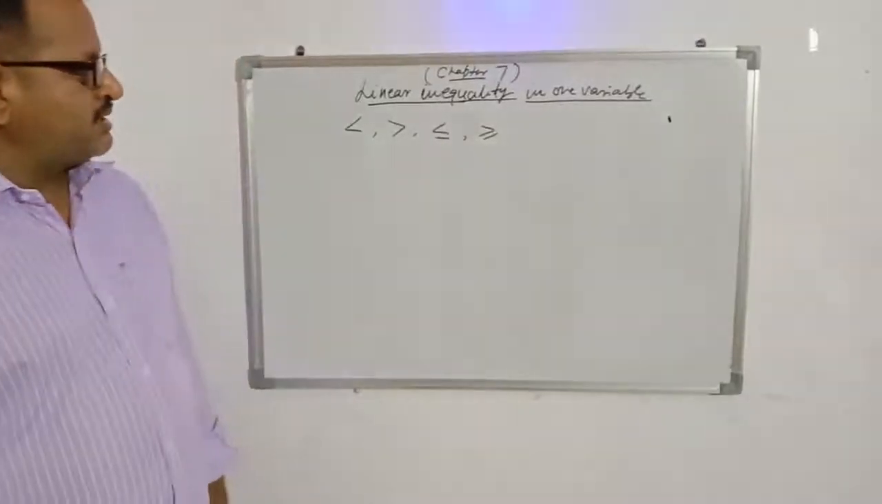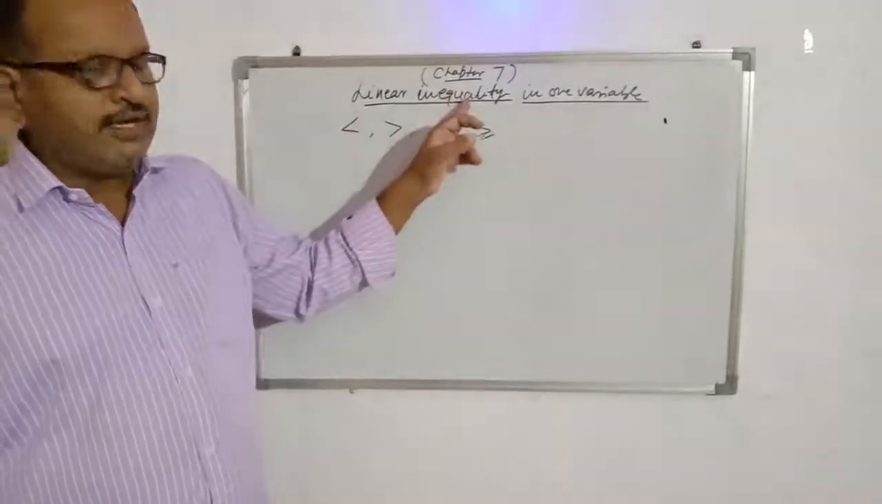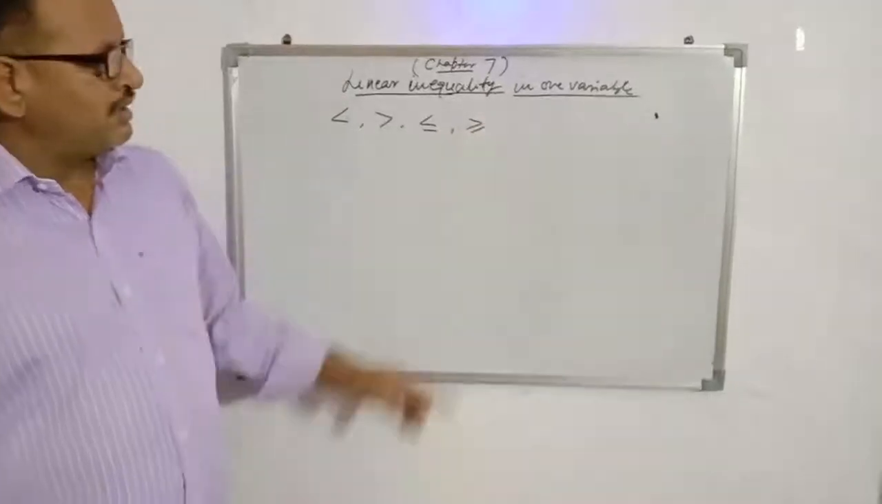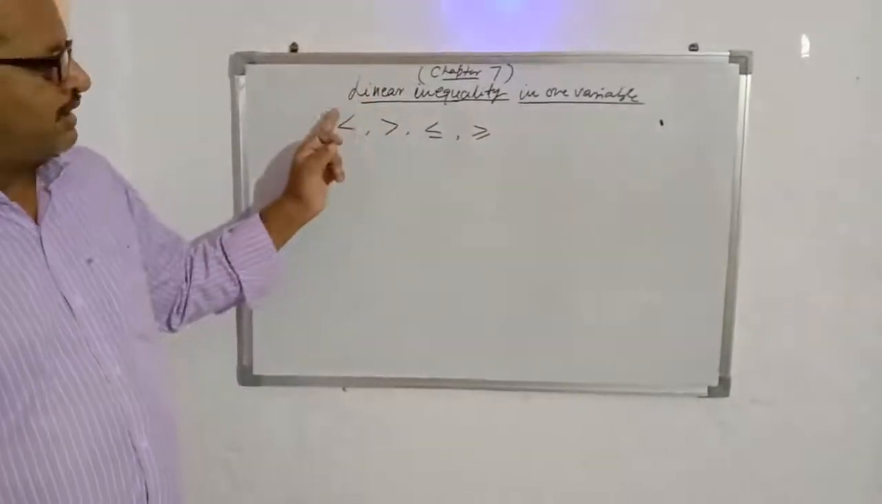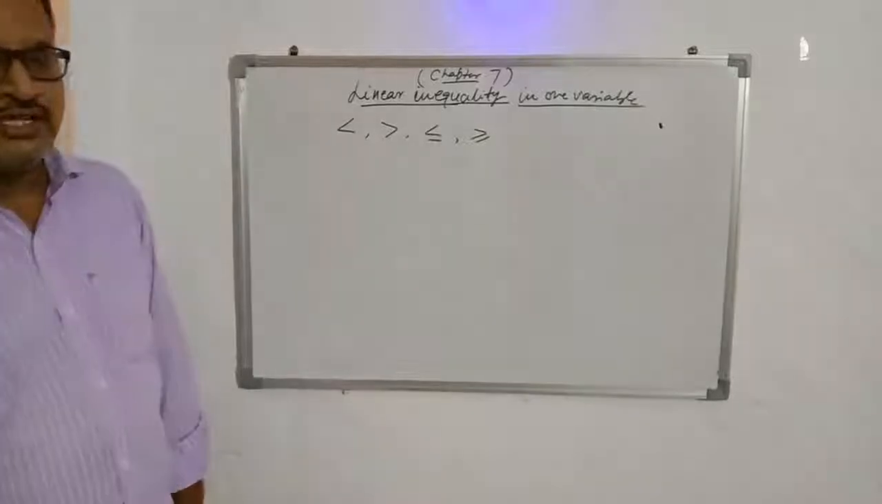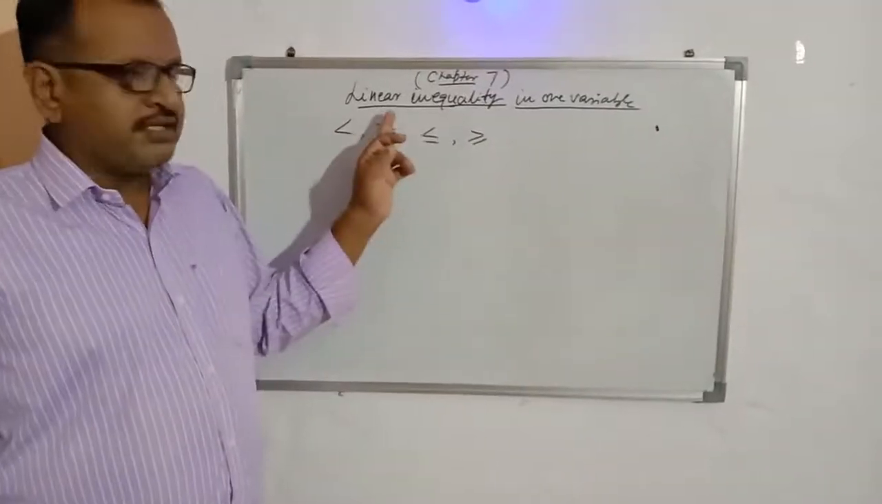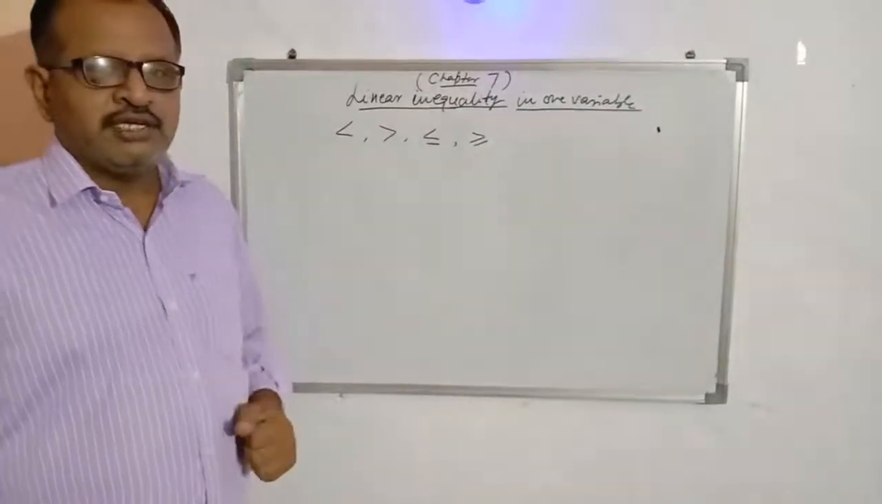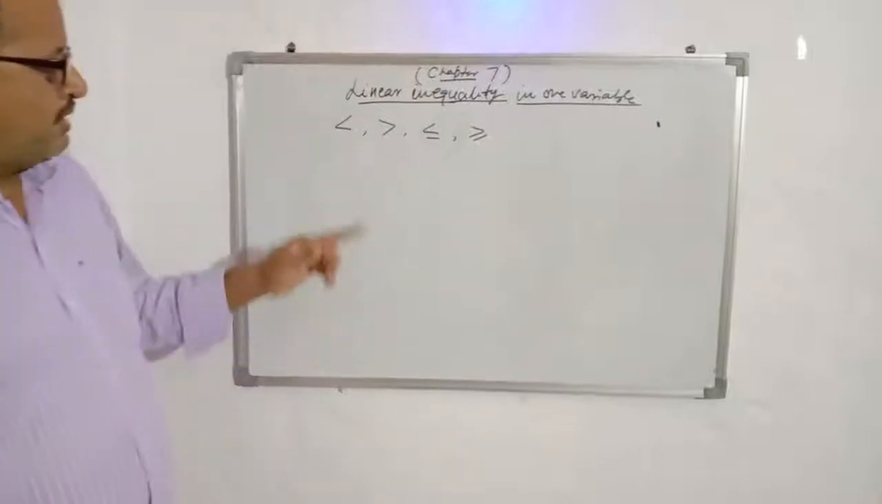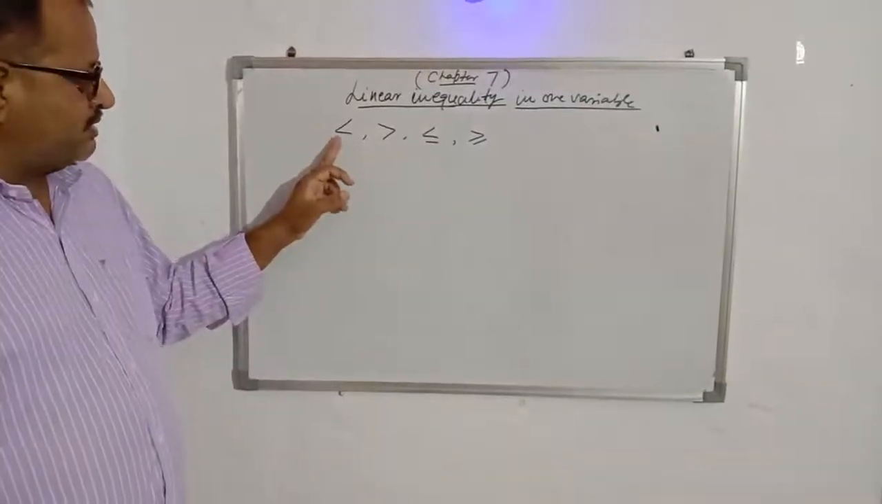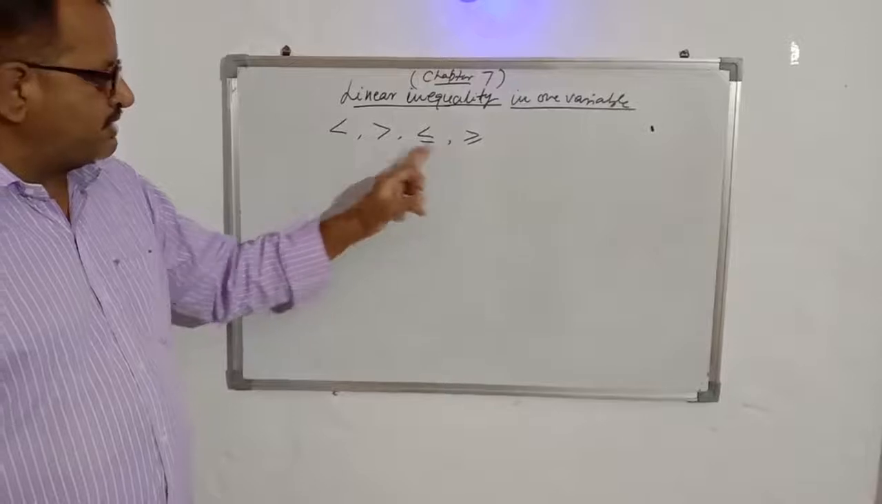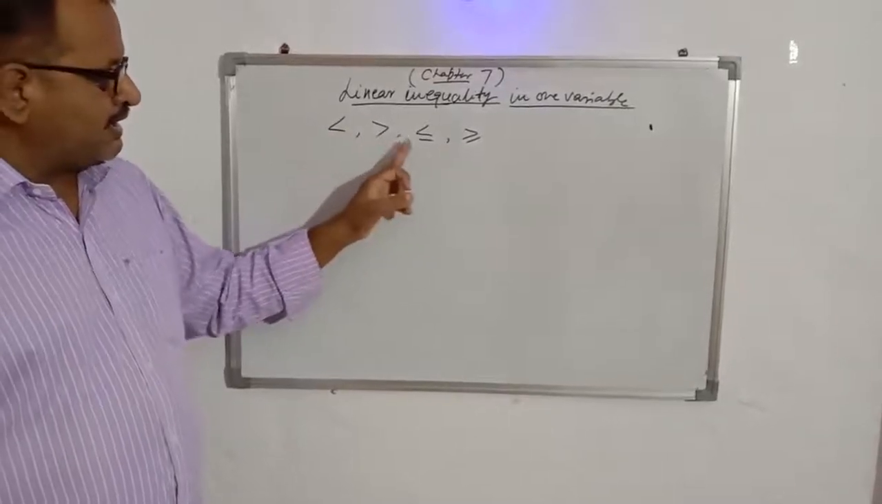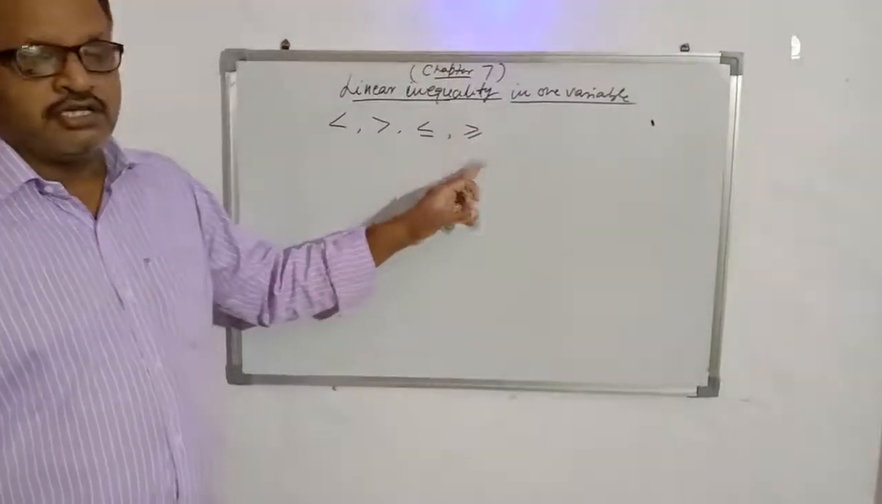Today we will discuss linear inequality in one variable. It is chapter number 7, linear inequality in one variable. You have already studied linear inequation in class 10th. See these symbols. We are familiar with these symbols: less than, greater than, less or equal, greater or equal.